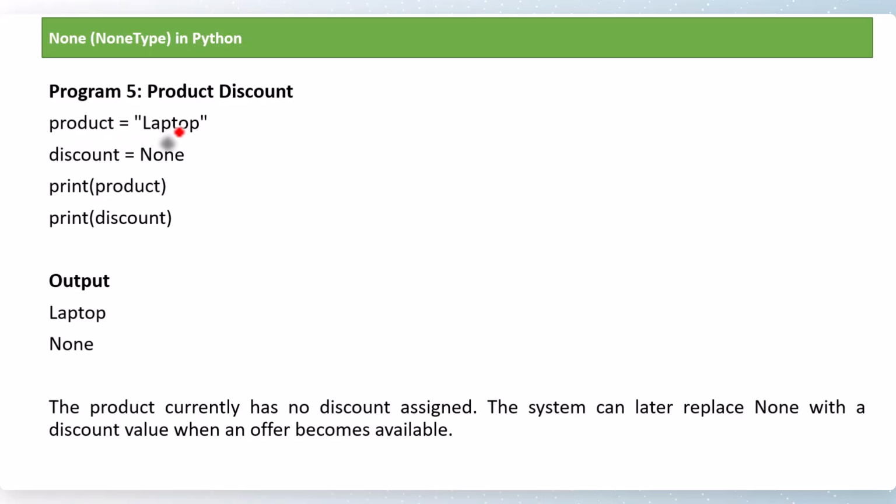Product equal to laptop, discount equal to None. If you print product, it is going to print laptop. If you print discount, it is going to print None. The product currently has no discount. How can you say that? No discount. In this case, you can use None. Later, you can replace this value None with any integer number, some percentage of discount.